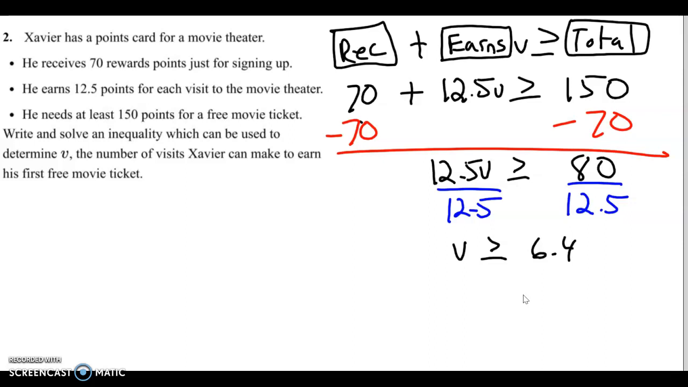All right, so that is write and solve inequalities. I'm going to put a couple more problems up on the screen that you could pause the video and practice on your own and then check to see if the answer is right.